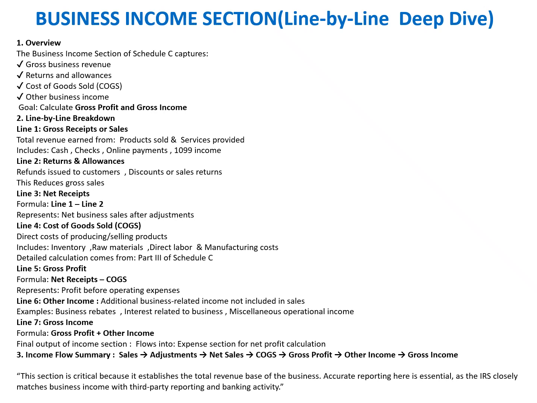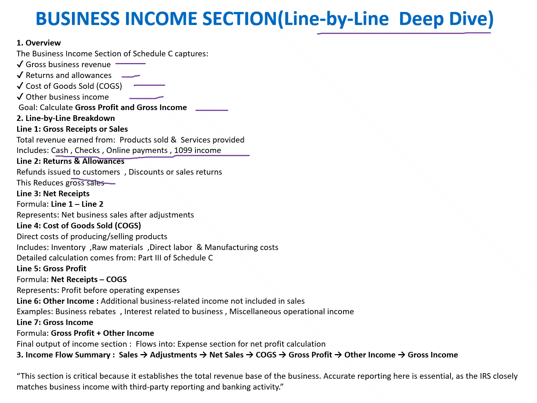Okay, so we'll talk about the business income section and a line by line deep dive. The business income section of Schedule C captures the gross business revenue, returns and allowances, cost of goods sold, and other business income. The objective is to calculate the gross profit and the gross income. Looking at the line by line breakdown, line one is the gross receipts or sales: the total revenue earned from products sold and services provided, which includes cash, check, online payments, etc., and 1099 income as well.